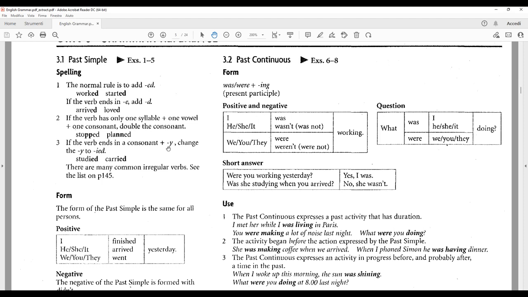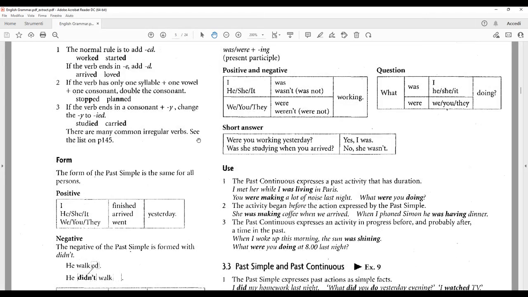If the verb ends in a consonant plus y, the y is changed to an i. Se il verbo finisce con una consonante più la y, change the y to i, cioè si cambia la y in i, remember i, quindi study becomes studied, to carry. Al presente si scriverebbe study con la y. Siccome c'è una consonante d prima della y, la y diventa i, studied, carry, carried.